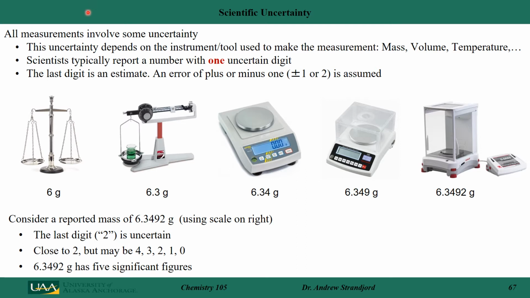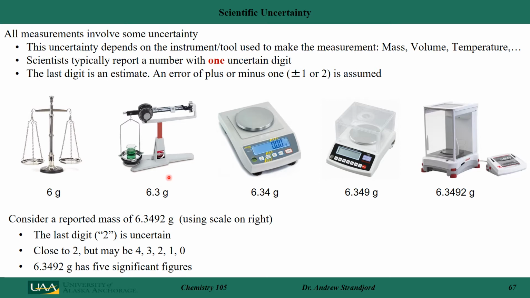In any measurement that I make, there is always some uncertainty, and that uncertainty is usually dependent on the instrument or the tool that is used for making the measurement. In other words, if I'm measuring mass, volume, or temperature. For example, if I look at measuring mass, with this old type of balance, I can only measure to the closest gram, so I can measure 6 grams.